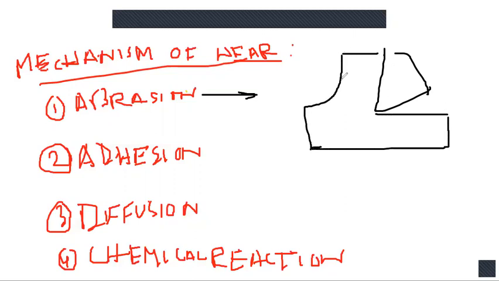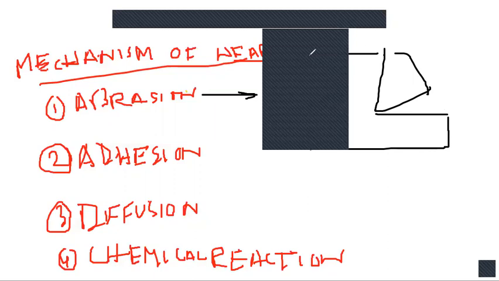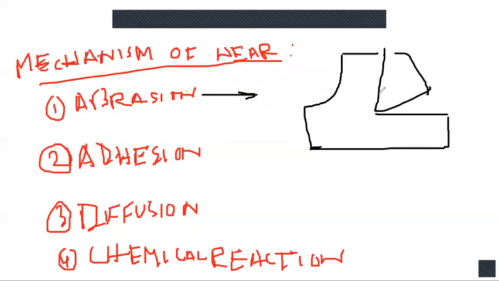This is our tool. Due to rubbing action of job and tool, some small particle on the tool edges is removed from the tool face and goes away with the chip, so that the sharp principal cutting edge becomes blunt. This is called abrasion wear.